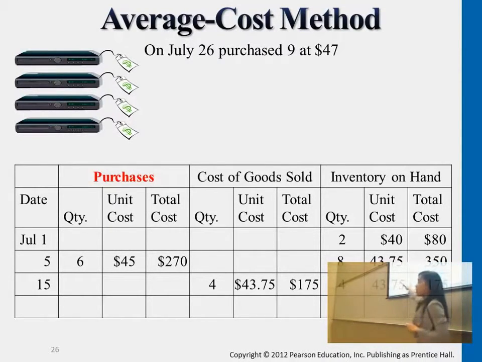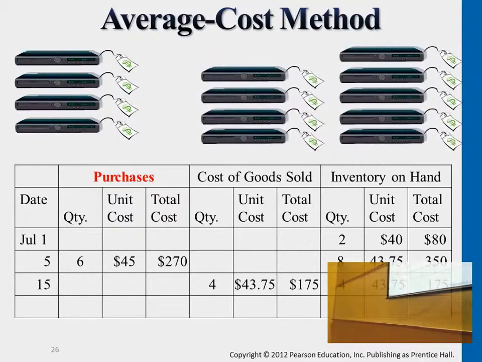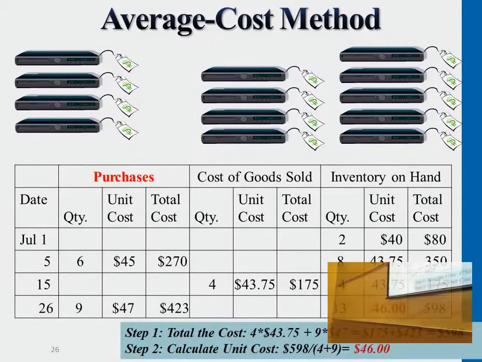If there are new purchase transactions, 9 at 47 units here, then whenever there are new purchase transactions for the average cost method, you have to calculate a new average cost for each product. So these 9 DVD sets, you include in the left side purchase transaction column. But then we use this total 423 plus ending inventory 175, total cost divided by total units, 13 units, to figure out a new average cost for each product.